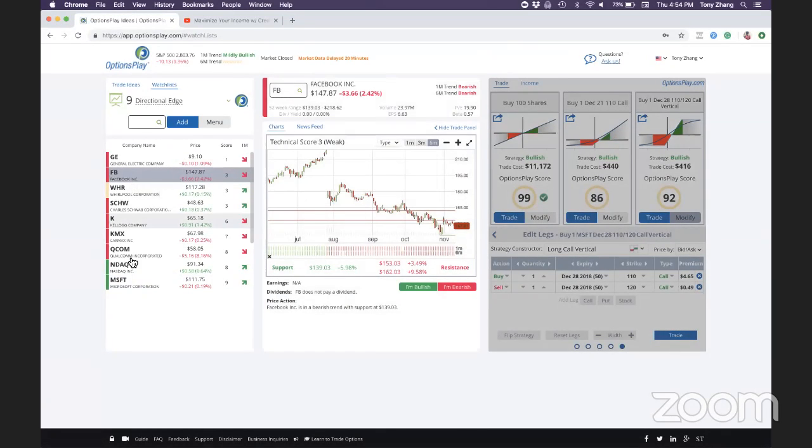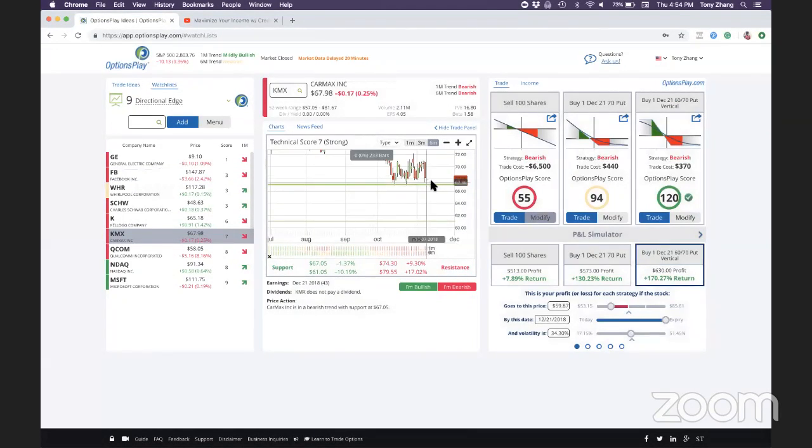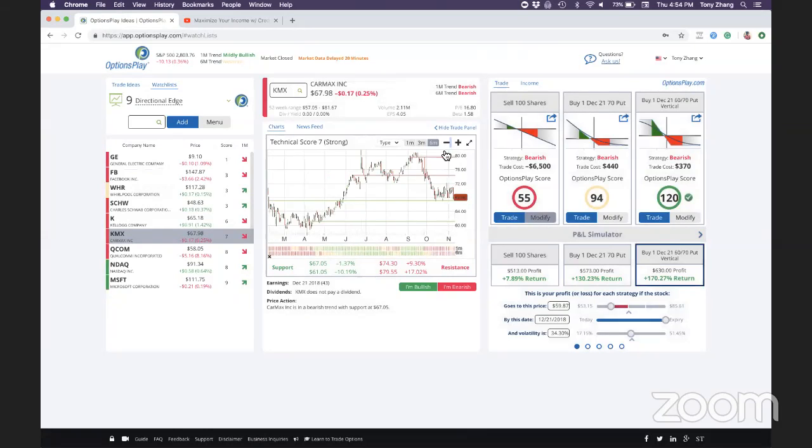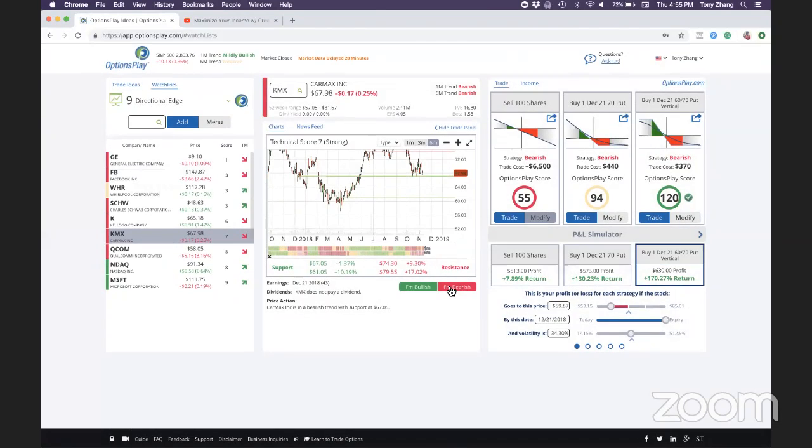Let's take a look at a bearish trade here. Let's look at maybe CarMax. Yeah, let's take a look at CarMax. So as you can see, this thing's trading right above that 67 support level. I think that if this thing cracks below that support level, this can easily move down to about 61, 60, even $60. So let's take a look at that. CarMax is trading at 67.98. So what I'm going to press here, I'm going to click on I'm bearish.